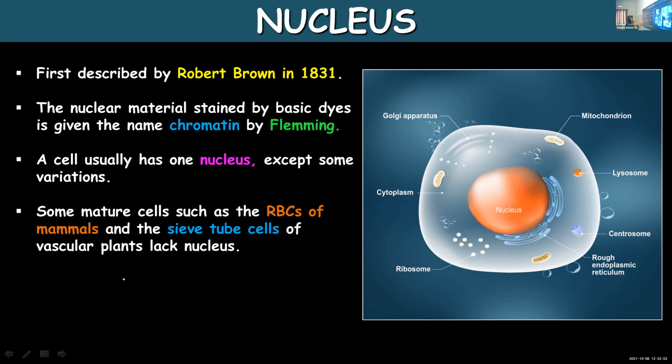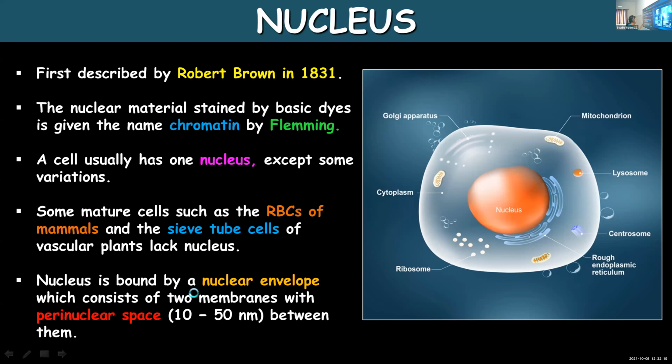So sieve tubes are without nucleus. That is why they have companion cells to assist them in their function. So some cells usually have one nucleus, but some have many nuclei, and in some the nucleus is absent. That is rare, not all cells; rarely you can find cells without nucleus.